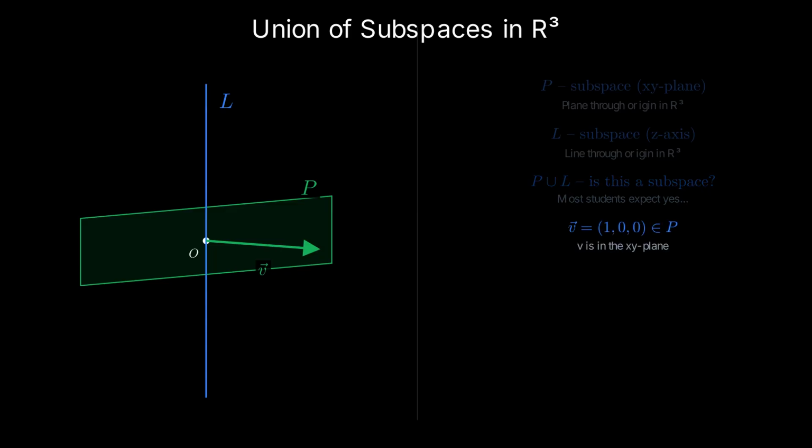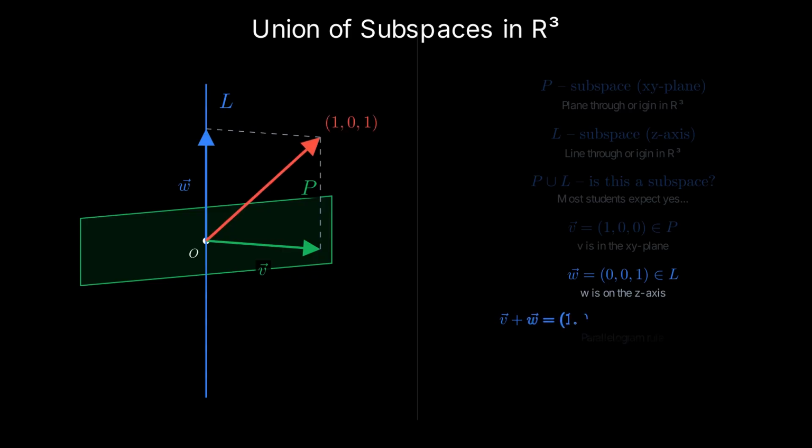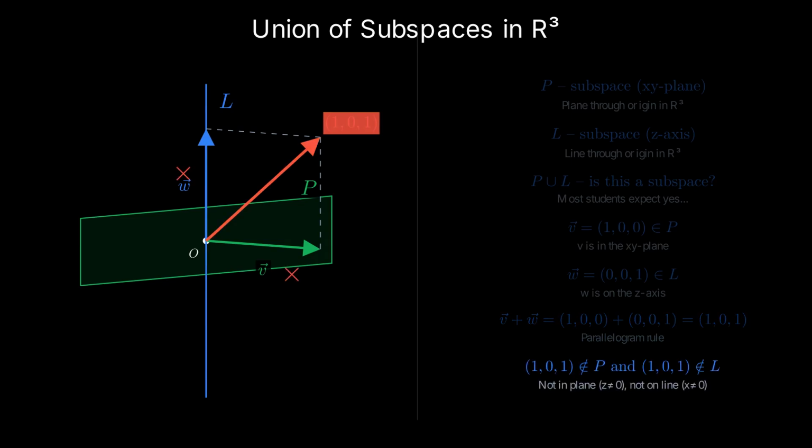Take a vector v equals (1, 0, 0) from the plane. Now take a vector w equals (0, 0, 1) from the line. Add them together using the parallelogram rule. The sum is (1, 0, 1), but this vector has a non-zero first component, so it's not on the line, and it has a non-zero third component, so it's not in the plane either.